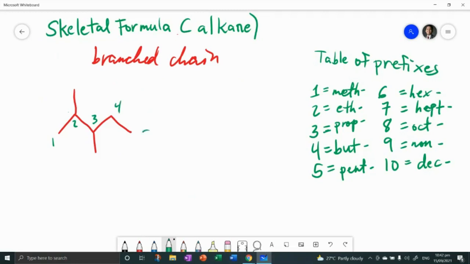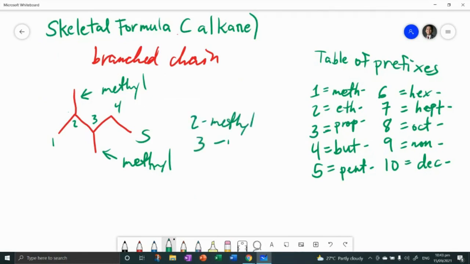3, 4, and then 5. And then, suddenly, dalawa yung methyl na present dito. So, I will write methyl. And then, dito sa portion nito, methyl. Ayan. Dalawa yung methyl substituent. So, ang gagawin natin, pangalanan natin yung mga branches. So, 2 methyl, tsaka 3 methyl. Tandaan natin, may mga prefixes tayo na dapat sundin since dalawa yung methyl na present dito.